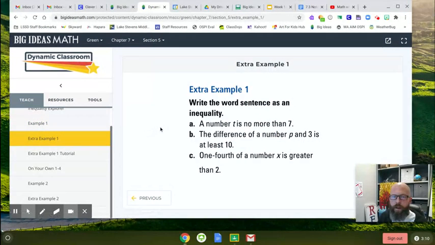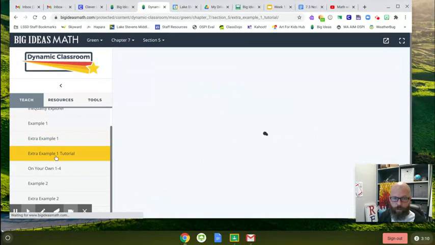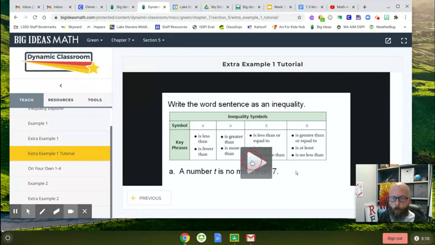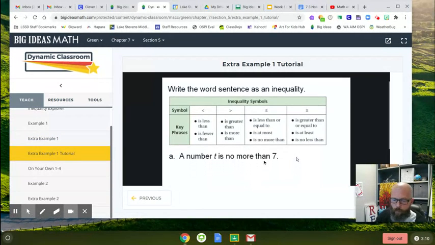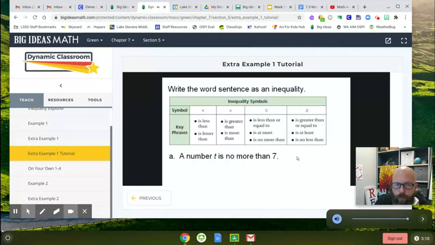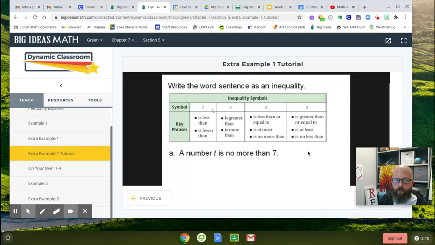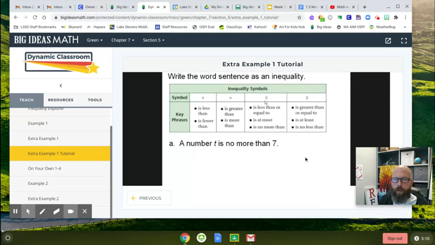Let's take a look at another one. Here's some extra examples. A number T is no more than 7. So you got to think no more than 7. Could it be 8? No. Could it be 7? Yes. Could it be less than 7? An inequality is a statement that compares expressions. It contains the symbols less than, greater than, less than or equal to, or greater than or equal to. We will use this table to identify key phrases in the word sentence that tell us which inequality symbol to use. And that's in your notes, so you want to have that handy.